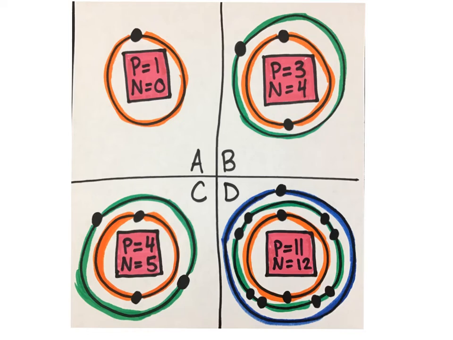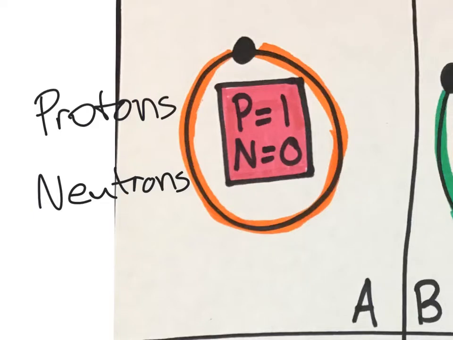Today we're going to be learning about Bohr models. Bohr models are useful because they give us information about the atoms, such as their number of protons, neutrons, and electrons, without having to look at a periodic table. Let's start by looking at atom A.